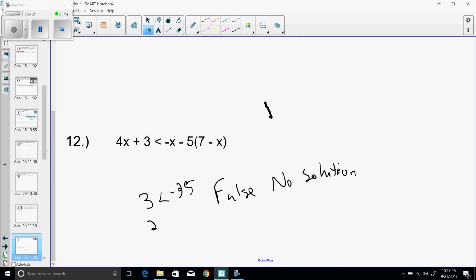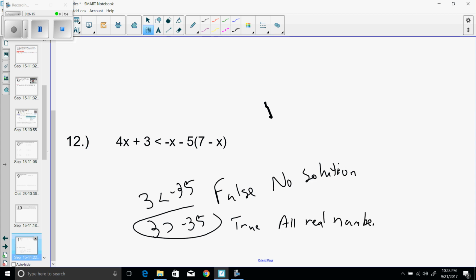Now, if instead we would have had 3 is greater than negative 35, like our variables canceled out, right? That's not what happened on this one. But if it did happen and we got this inequality instead, what we would say is, well, yeah, 3 is greater than negative 35, so we'd say it's true. And we say our solution is all real numbers. And what that means is it doesn't matter what we put in for x, everything works.